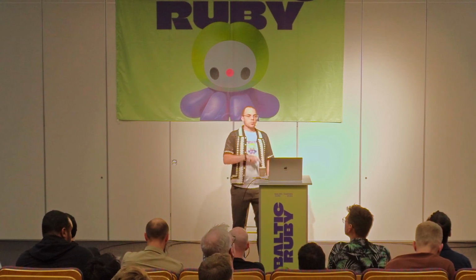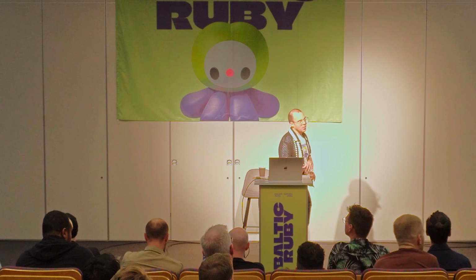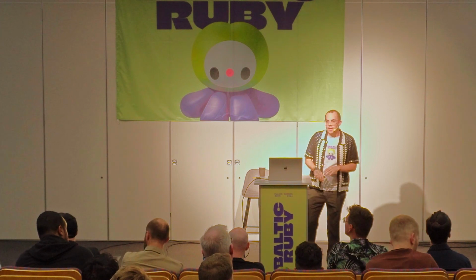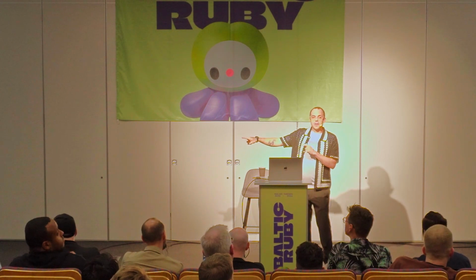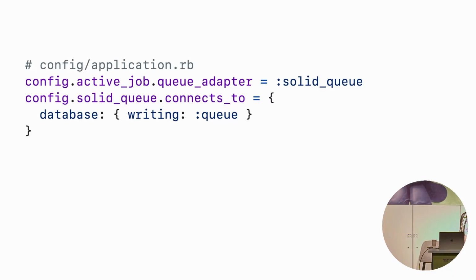But we then need to tell the Ruby part of SolidQ that it needs to talk to that database that we have now set up. So for SolidQ, we need to tell Active Job this is going to be our queue adapter, and we need to configure SolidQ to connect to our queue database. If you only supply the writing key, the reading key is inferred. We're just going to do all reading and writing against this database. Those are the 3 things you need to do.